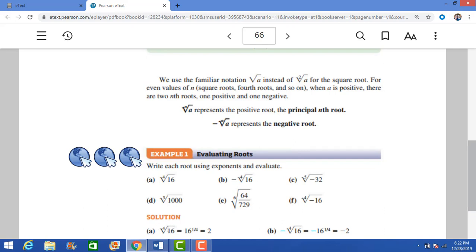So 16 to the 1/4 power is going to equal 2, because 16 is 2 to the 4th, and like we saw in the last section, it cancels out with the 1/4 and gives us 2. And then similarly, we could take the negative of this, where the negative sign is outside the root. So we can handle this separately and then carry the negative sign with it. In this case, we're going to get -2.